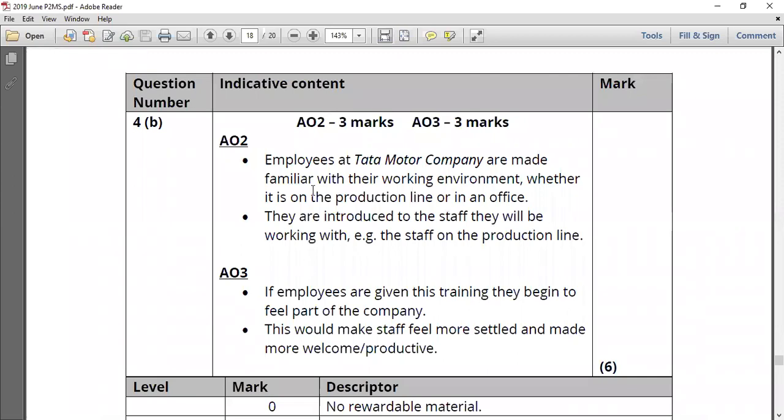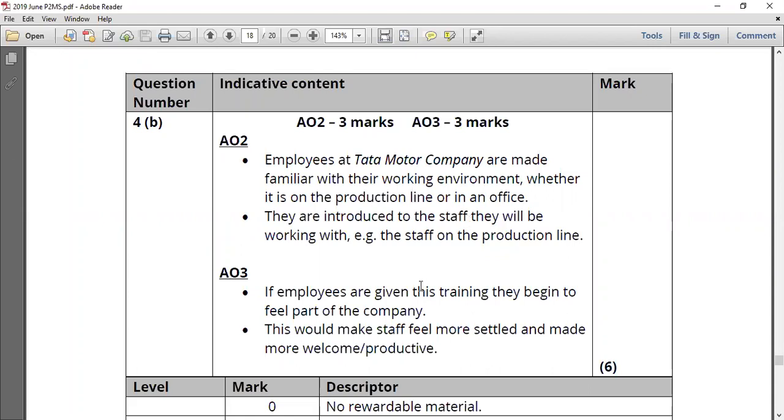For B, employees of Tata Motor Company are made familiar with the working environment, whether it is on the production line or in an office. You can talk about the production line, this application, or in an office, and they are introduced to the staff they will be working with, and become familiar with the staff in the production line. Part of induction training includes a factory visit, introduction to peers, introduction to superiors, and so on. It gives some kind of orientation program for everyone, plus health and safety training. So many things are covered under induction training.